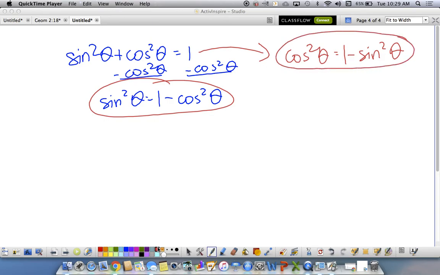These two, being able to rearrange, will become very, very critical. If I see a sine squared somewhere, guess what I could plug in instead of sine squared? 1 minus cosine squared. If I see a cosine squared somewhere, guess what I could plug in? 1 minus sine squared. We are leading into something: we're going to start replacing.